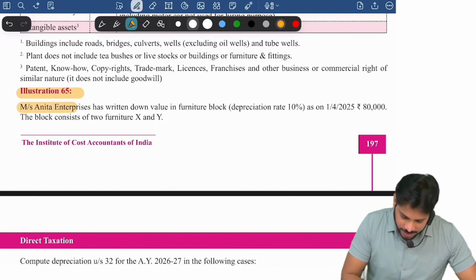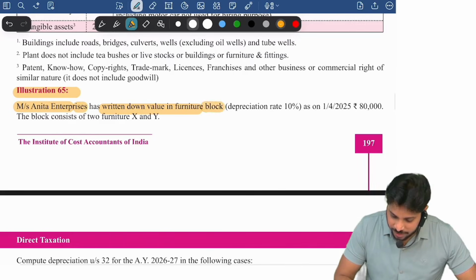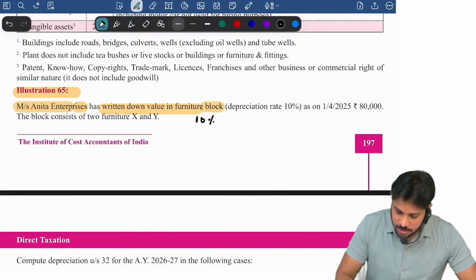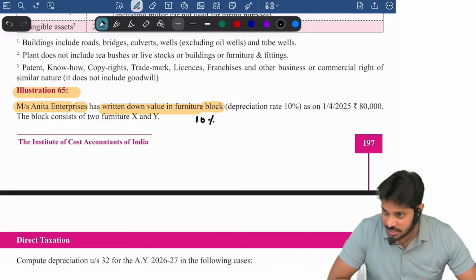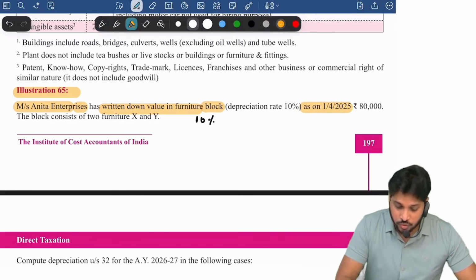Miss Anita Enterprises, I'm starting. It has a written down value in the furniture block. We all know furniture carries a 10% rate of depreciation. That block is... now what is its opening value on 1/4/2025?